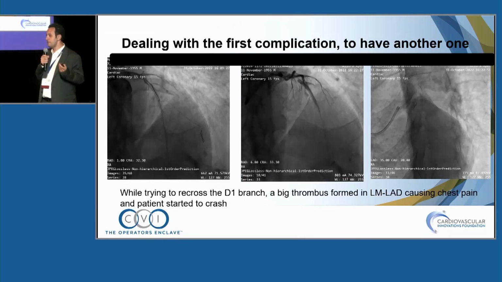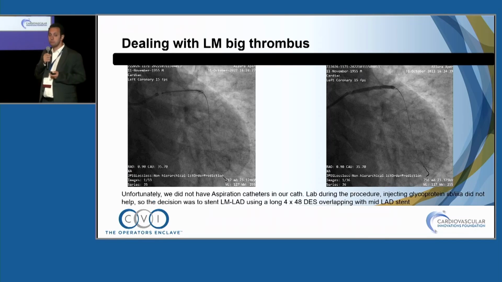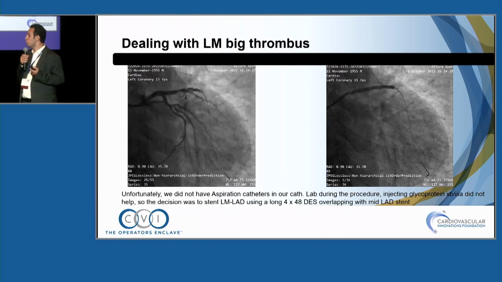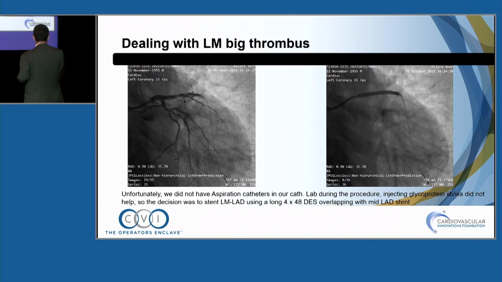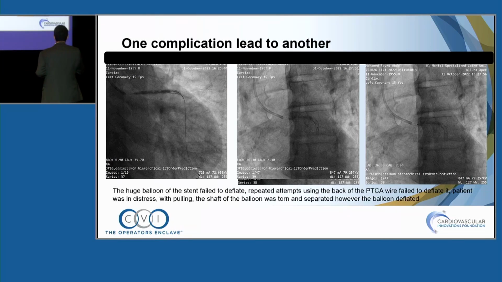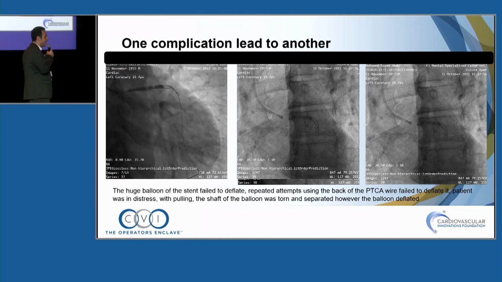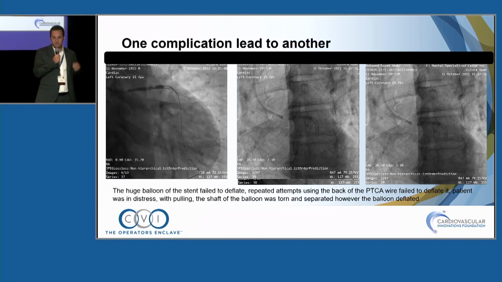Unfortunately, in the cath lab this day, I did not have aspiration thrombectomy. So my plan B was to go for stenting from left main to LAD with an overlapping stent. I used a 4.0 by 48 drug-eluting stent, and here comes the next unfortunate event. The balloon failed to deflate in the ostium of the left main.